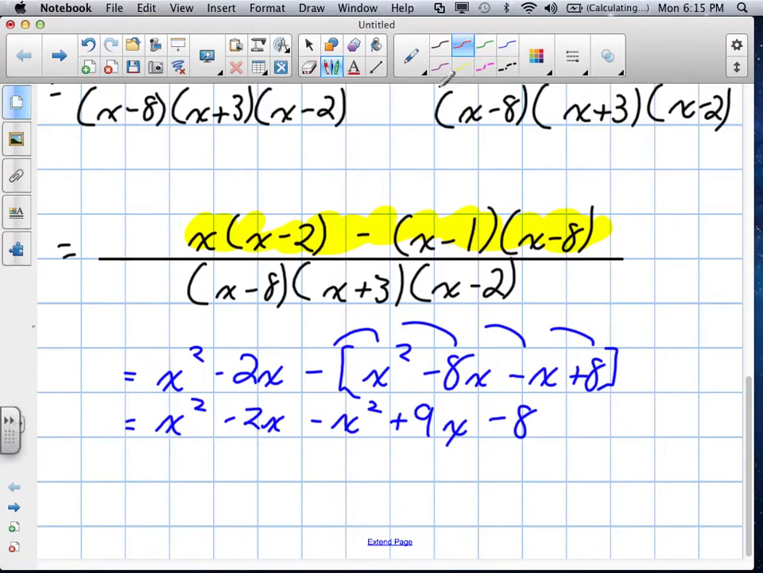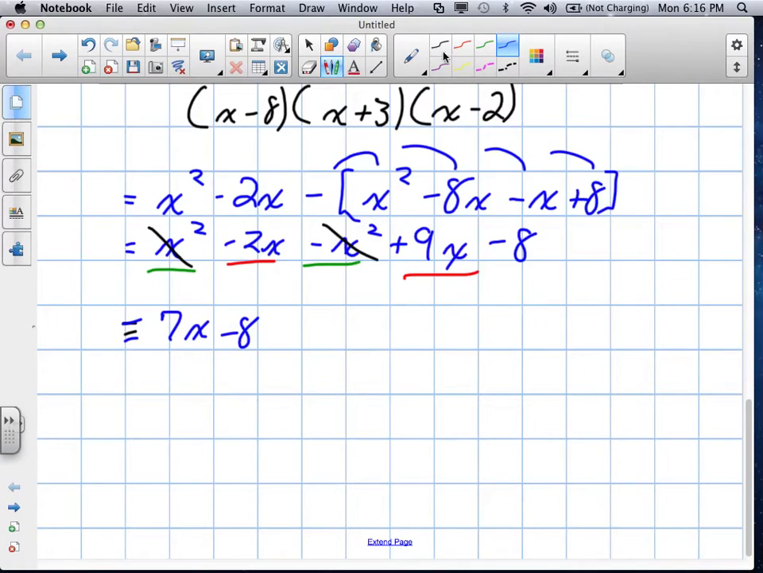Now we're going to collect our like terms. So we have some like terms here and here. So we're going to combine them and see what we can do. Well, x squared minus x squared creates a 0. 9x minus 2x gives us 7x. Let's keep it in blue. I don't know why I chose black there. 7x and minus 8. So that's what our new top's going to be. We just simplified it.